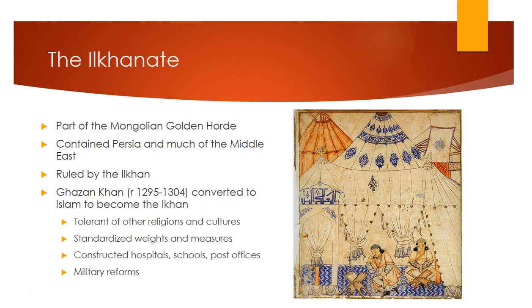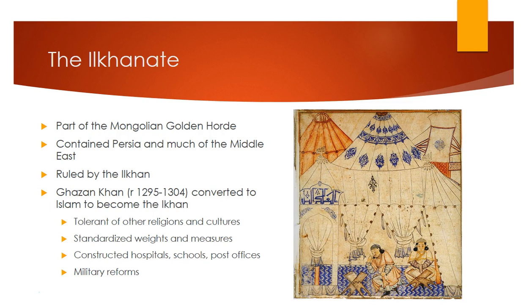But he needed local support to solidify his rule, so he converted to Islam in 1295. In his day-to-day life, he probably still continued to practice the traditional Mongolian shamanism, but for all intents and purposes, he was a Muslim now. And this is Ghazan Khan over here studying the Quran.